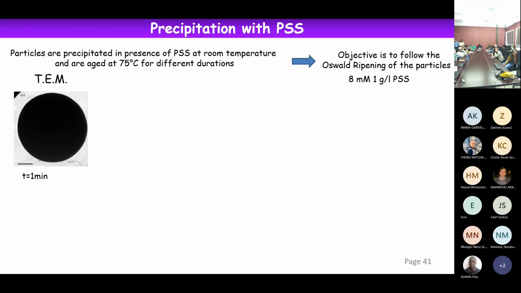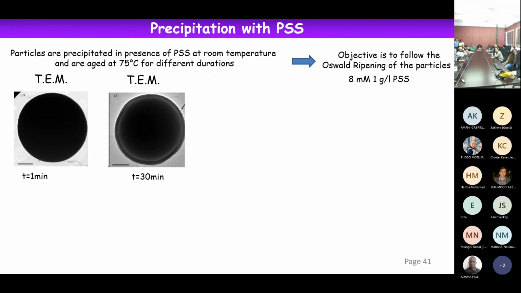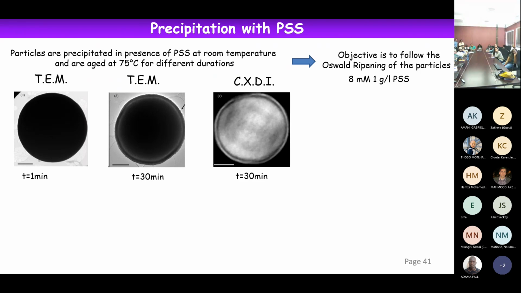So after 1 minute, this is the electron microscopy in transmission. You see, you get something black, completely black on the particle. What does it mean? It means that the particle is full because it's completely absorbing, and that's what you get. After 30 minutes in the solution, so these particles were kept aged at 75 degrees in the solution, and after 1 minute, you get this. After 30 minutes, you get this, and if you do coherent diffraction imaging on the same particles, you get that. Okay. What do you see?